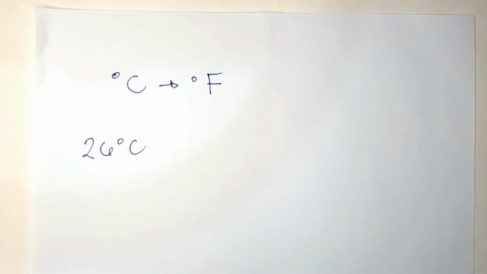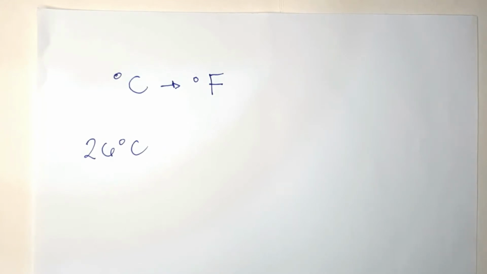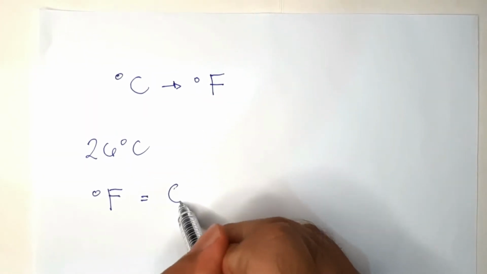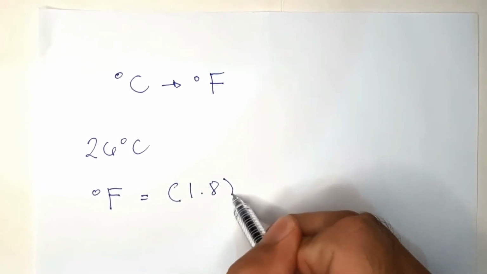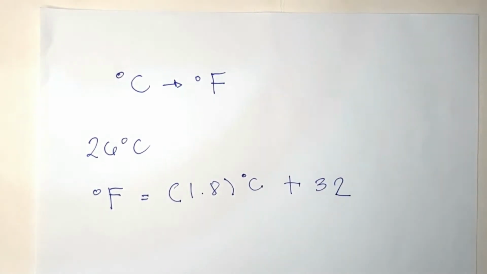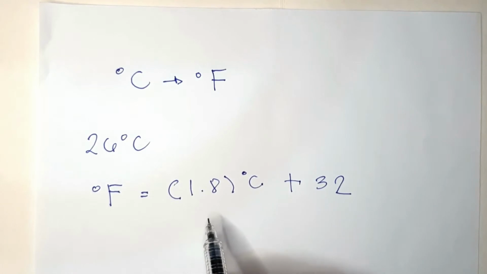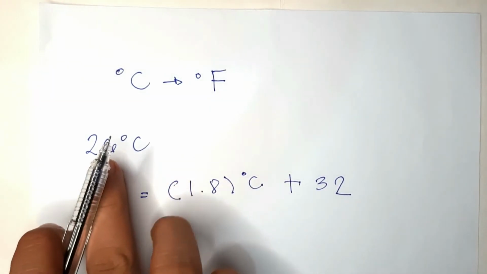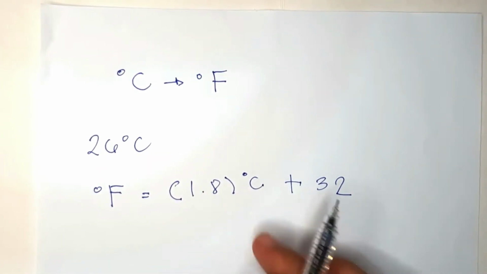So let's say we have a temperature of 26 degrees Celsius. How can you calculate the Fahrenheit temperature? The equation we are going to use is this equation. Degrees Fahrenheit is equal to 1.8 times degrees Celsius plus 32. So we simply plug in the value of the given to the equation.